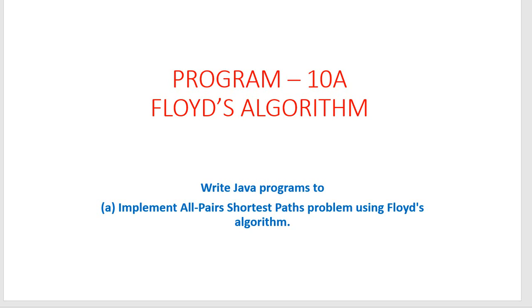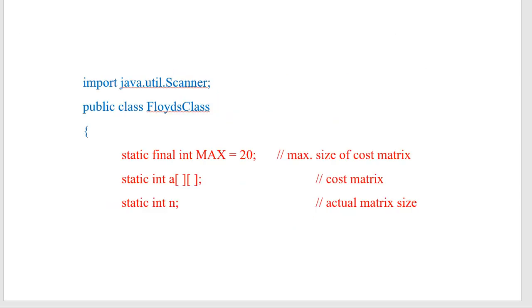Right, now we'll see the header file. Next, the class name is Floyd's class, so the file name must be FloydsClass.java. The maximum size of the cost matrix is 20, that's nothing but a 20 cross 20 matrix. The cost matrix is stored with the name A, and n indicates the number of vertices in the given graph.